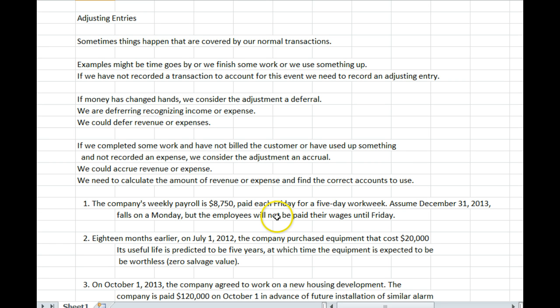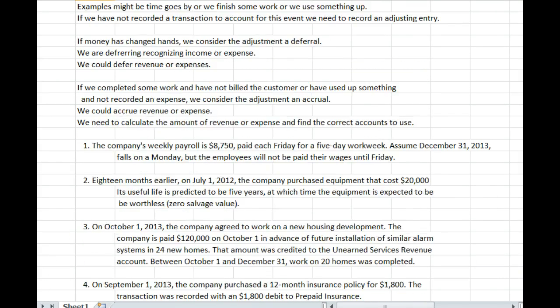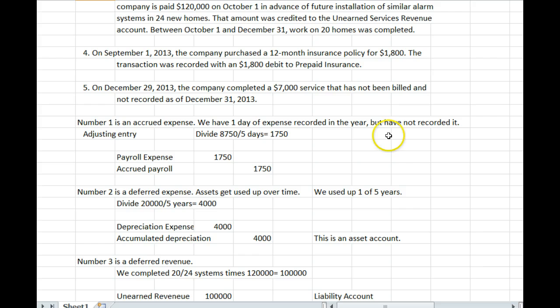The first one is a real common one. The company's weekly payroll is $8,700, paid each Friday for a 5-day work week. But guess what? The year ends on a Monday. So employees have worked one day, but the payroll has not been recorded. So we need to write an adjusting entry for that. So what do we do? That's an accrual. We have to accrue some expense that's not recorded.